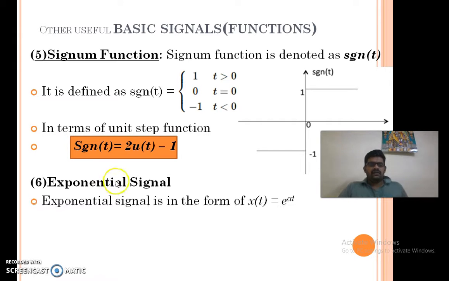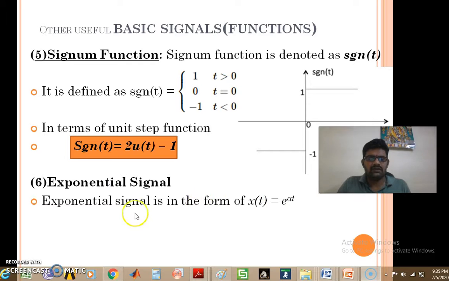Next signal is the exponential function, a basic function that is very much used in practical scenarios. Based on the exponential function, some of the formulas and some of the problems are solved. So the exponential function notation is x of t equal to e power minus alpha t. It is a real exponential actually. If it is e power j omega t, it is a complex exponential.